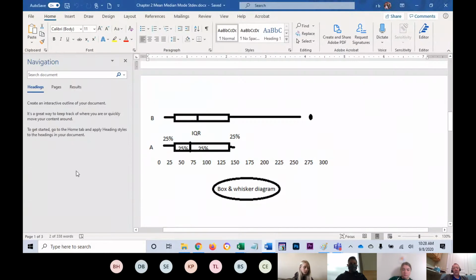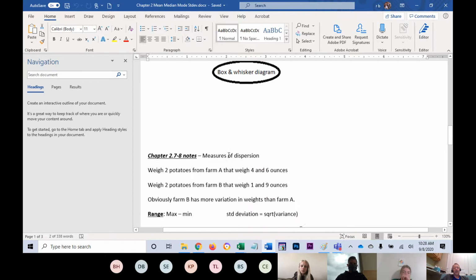And then the nice thing that you can do is you can also compare distributions. You can see, if this is data set A and this is data set B, that B is probably going to be a more skewed distribution because it has a much longer whisker than data set A, and it's also got an outlier there. So, all right.